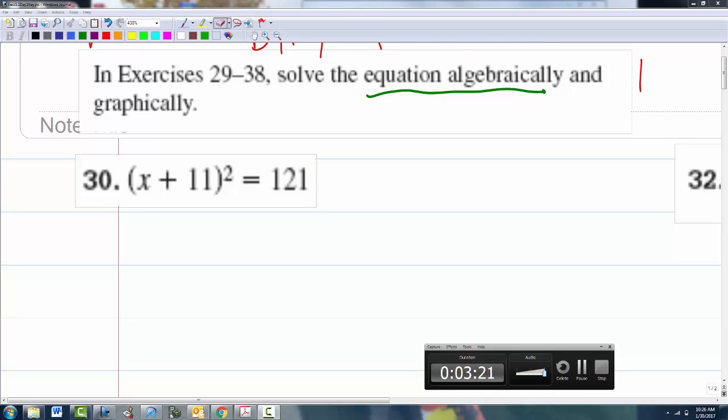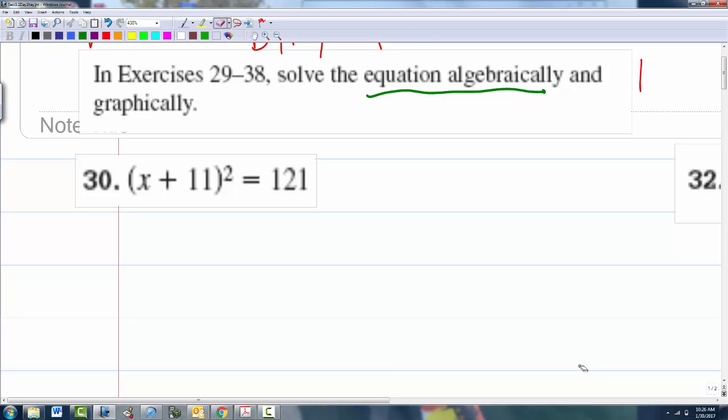So, no, that's actually not the most efficient way. The most efficient way is not foiling, not subtracting 121, and then refactoring and or quadratic formula. That takes 7 times longer than doing what for this particular setup? Square rooting both sides. This is something squared. So to undo the square, we squared it. Now back to you.